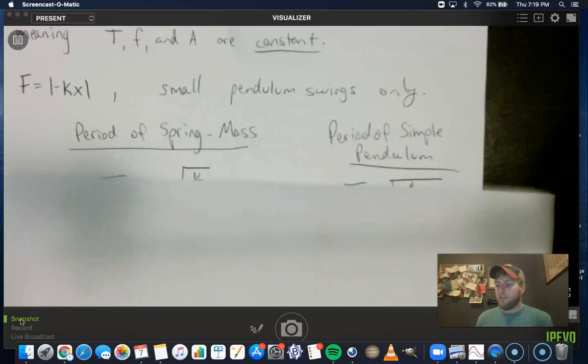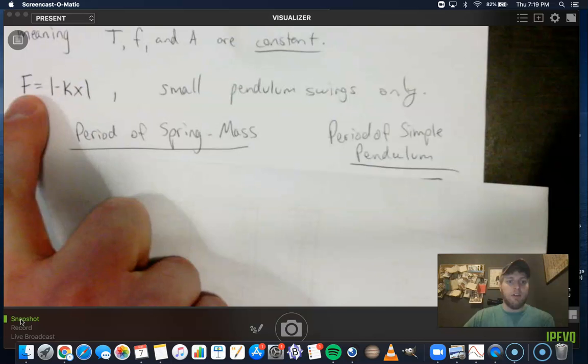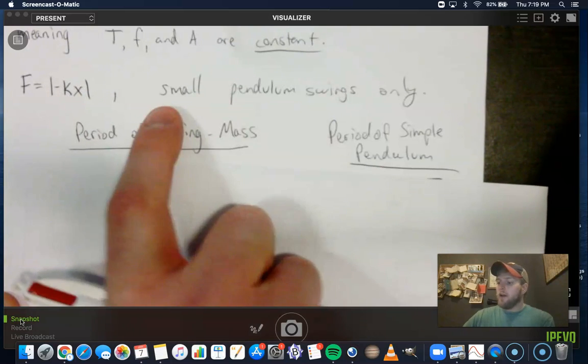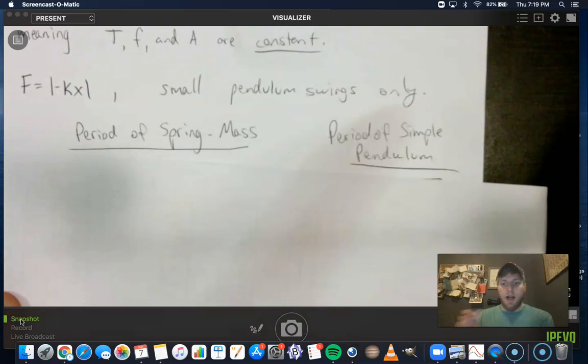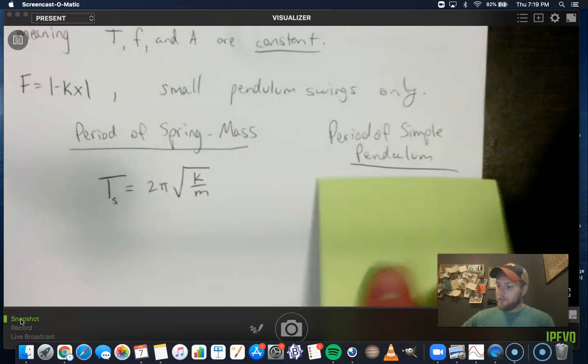But what we want to be able to do in physics is make predictions about simple systems, and we're keeping the systems simple by constraining things to things that only obey Hooke's law, or pendulums that are swinging a small distance from equilibrium, something like less than 10 degrees.